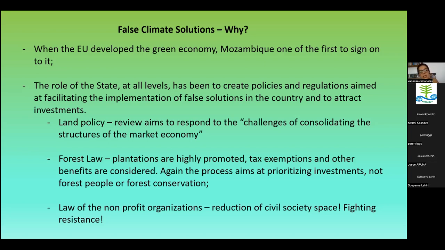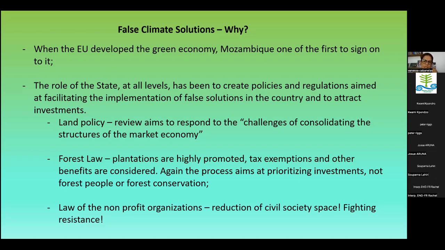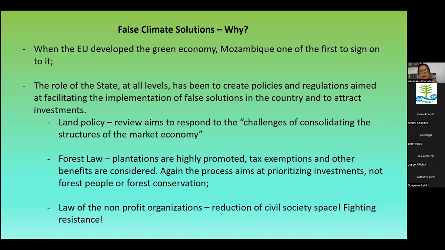Another important legal instrument to facilitate these false solutions is the forest law, which is currently under review. We've seen a few versions of this document, and plantations are being highly promoted. They include tax exemptions and other benefits for plantation companies and for whoever has the interest of establishing plantations. On the other hand, community-based initiatives such as community forest management are not at all prioritized. And again, we see that forest people and forest conservation are not the priority. The priority is business as usual through monoculture plantations and big agribusiness.